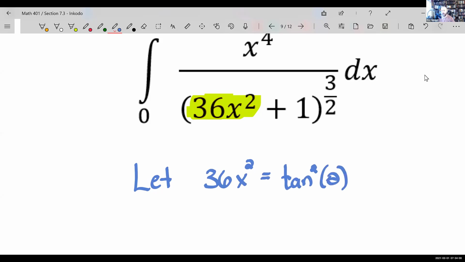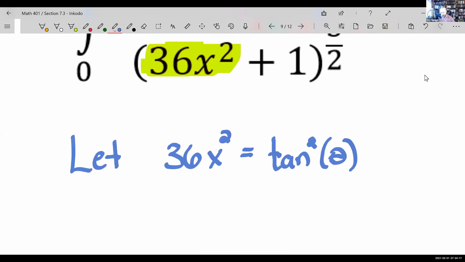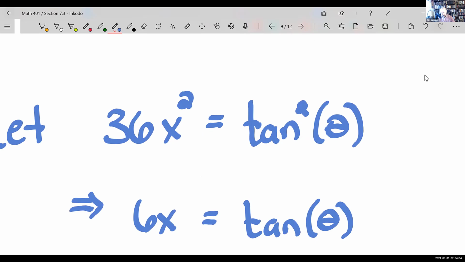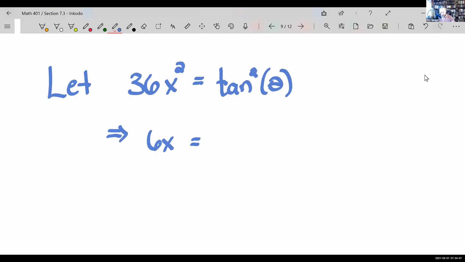I think in the last lecture, I was saying let x equal 1/6 tangent of theta, and then I would square it. But I think this is more natural for students to see it this way. You want that 36x squared to be tangent squared of theta, which would imply, by the way, that 6x is equal to tangent of theta. And again, just want to reiterate, what I did there is I took the square root of both sides. And normally when you take the square root of both sides, you get a plus or a minus. So normally you would have something like this.